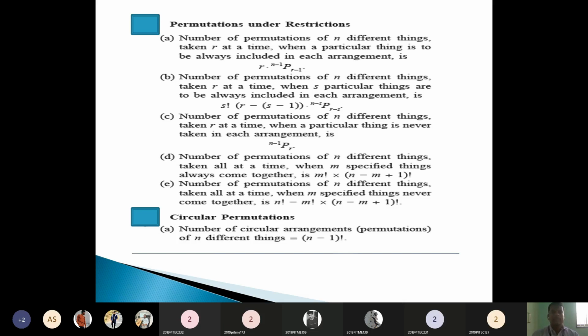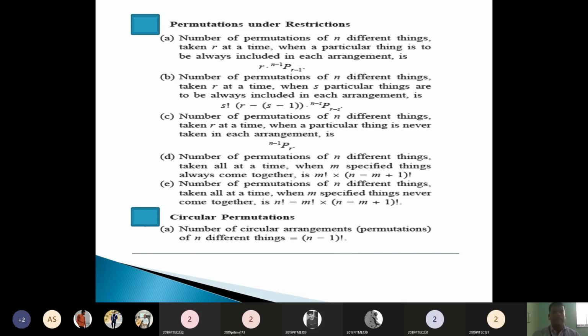So the number of permutations of n different things taken r at a time, when a particular thing is never taken in each arrangement, never take it in the arrangements. That is, omit that particular object from the selection. So if it is only one object, we can make it n minus 1 p r. If it is 2 particular objects, you can make it n minus 2 p r. Right, you can take it up.